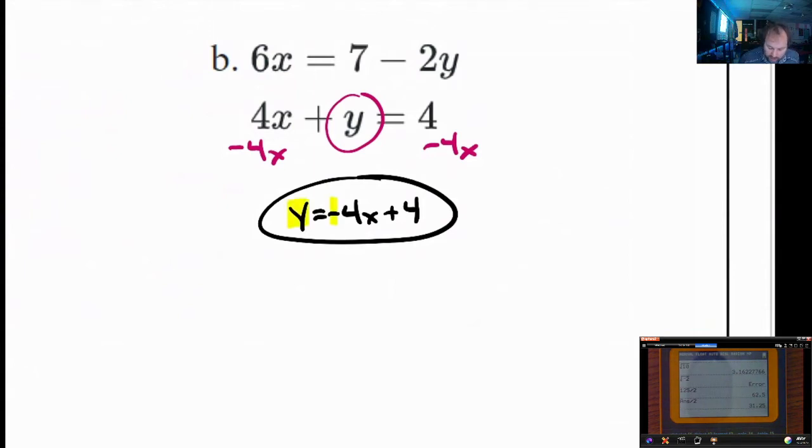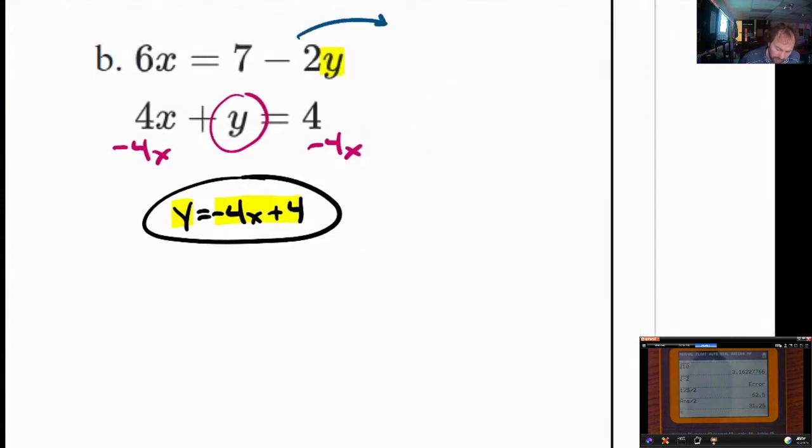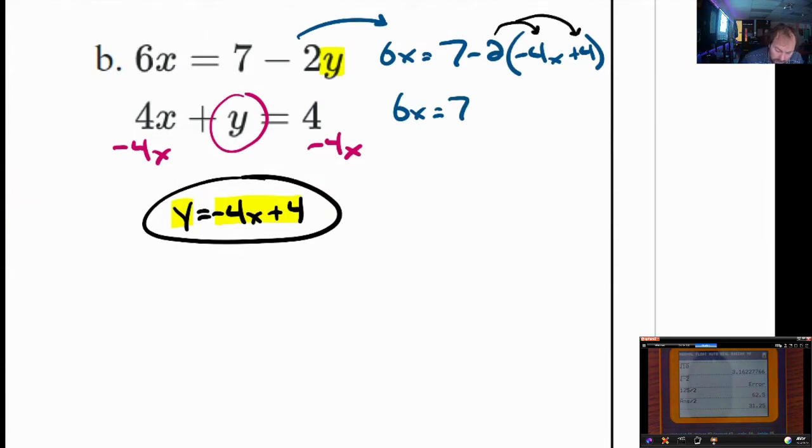I can replace y with negative 4x plus 4, which is exactly what I'm going to do in that top equation up there. So let's do that. This is probably the most challenging system that we've solved so far, just because it doesn't really give you a bold strategy right away. So 6x equals 7. We got to be really careful here. We're distributing this negative 2, so careful because it is negative. So this is going to become plus 8x minus 8. Looking at that negative 2 times negative 4 and the negative 2 times the positive 4 there.